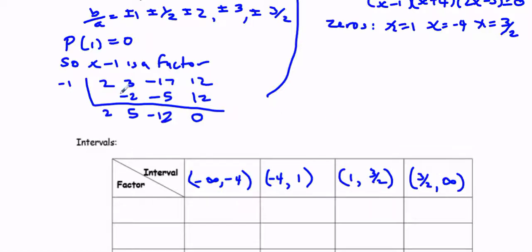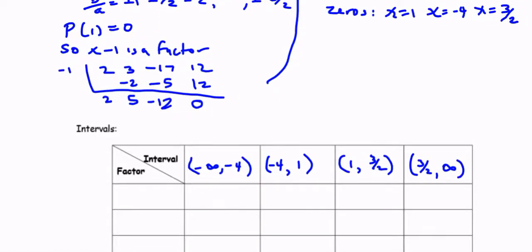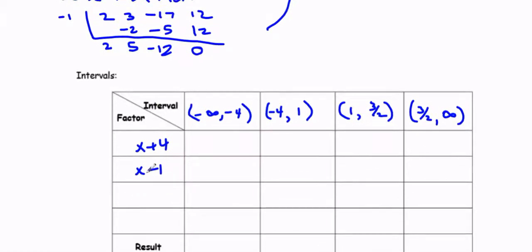And I'm just going to write my factors here on the left column. So my factors are x plus 4, x minus 1, and 2x minus 3. Okay, I'm going to test now. Pick a number in this interval, negative 100. Negative 100 plus 4, that's negative. Negative 100 minus 1, that's negative. When I multiply a negative times a negative, oops, sorry, no, I can't do that yet. I still have to put negative 100 in here, and that's also negative.